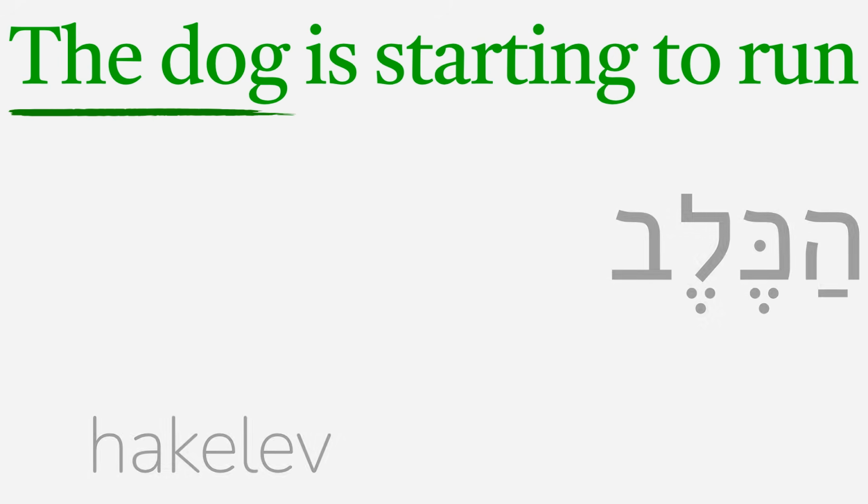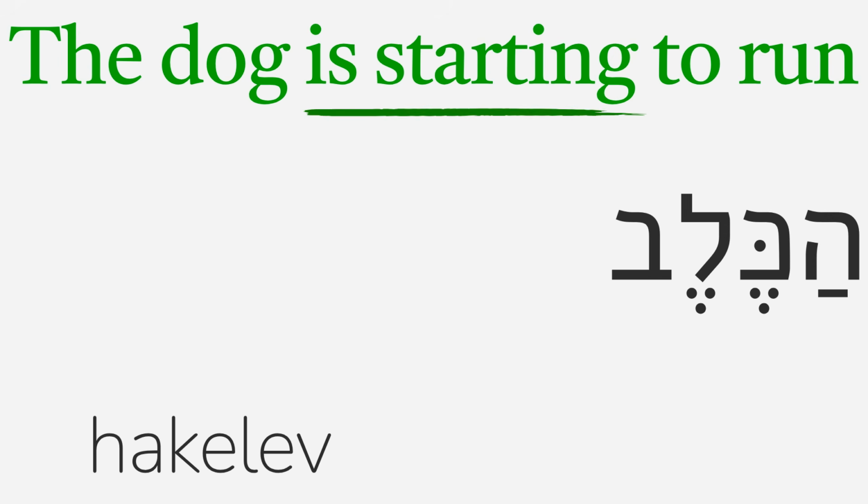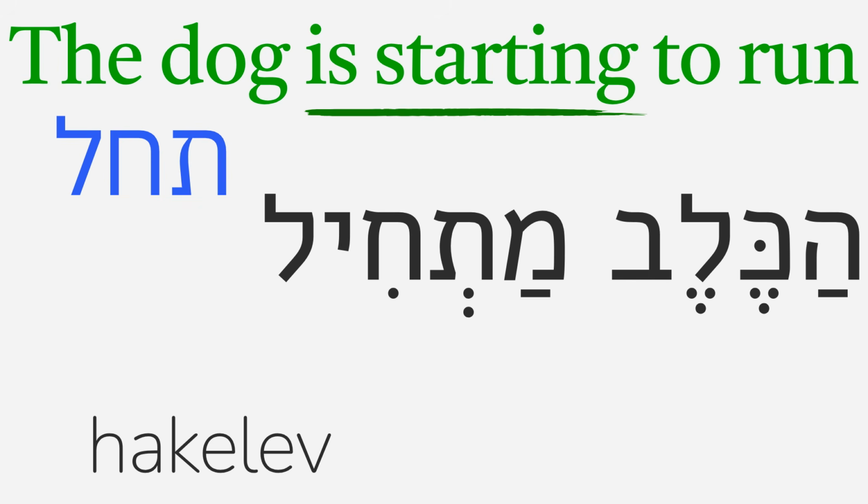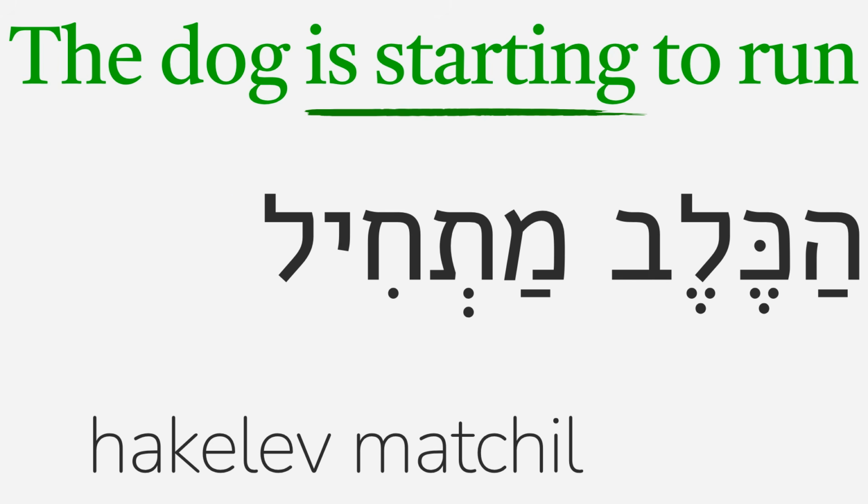Let's say the dog is starting to run. The dog is hakelev, and the verb is starting will be the root tav chet lamed in the hiphil binyan. The tense of this verb is the present, and its subject is masculine singular, hakelev. To make the masculine singular form of a hiphil present tense, we start with a mem, followed by a patach, first root letter with shva, second root letter with hirik and yod, and third root letter. Matchil is starting. Note that these vowels are the same used in the hiphil infinitive.